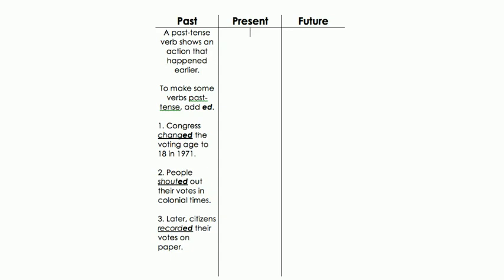Number 2, people shouted out their votes in colonial times. Notice that we added ed to the word shout to make it past tense. Number 3, later, citizens recorded their votes on paper. Notice that we changed the verb record to recorded by adding ed to make it past tense.